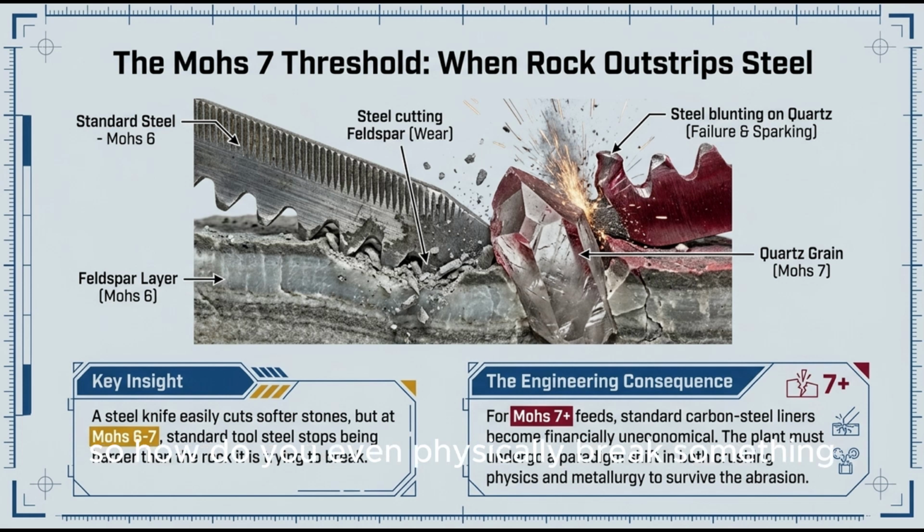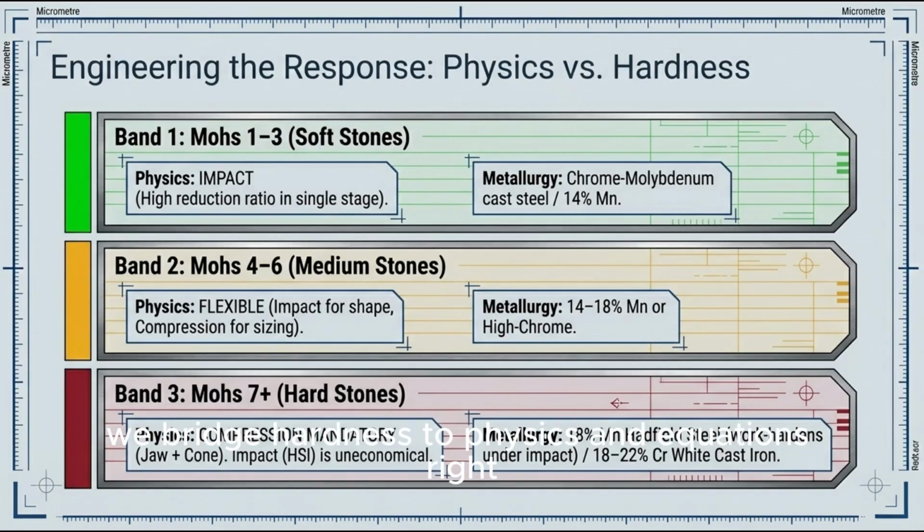So how do you even physically break something that destroys your steel? Well, you have to engineer a response. Which brings us here. Moving to the next slide, we bridge hardness to physics and equations. Right. The guide maps out this whole decision tree based on hardness bands. So for Mohs 1 through 3, stuff like limestone, you'd use impact crushers. I kind of picture those functioning like taking a baseball bat to a sheet of glass. Yeah, that's a great analogy. And for that baseball bat approach, you equip the crushers with chrome-molybdenum liners, because they handle the abrasion of softer rocks perfectly.